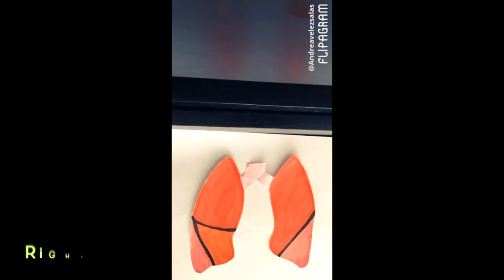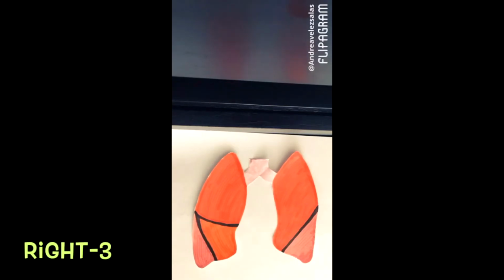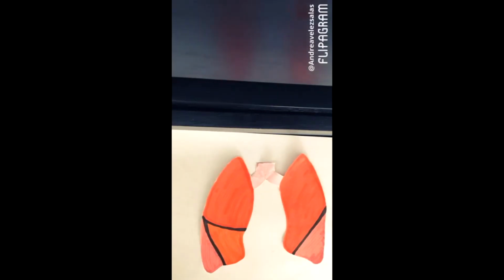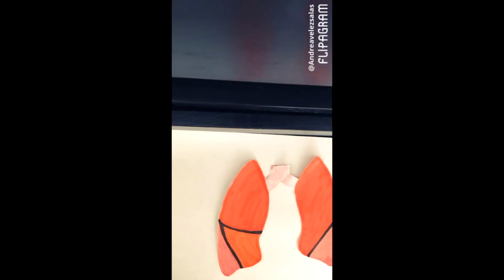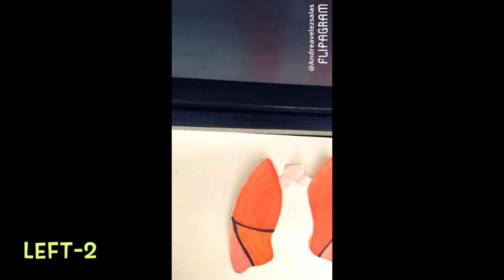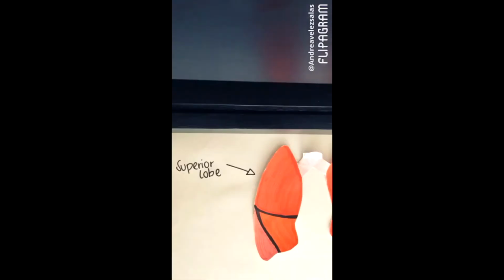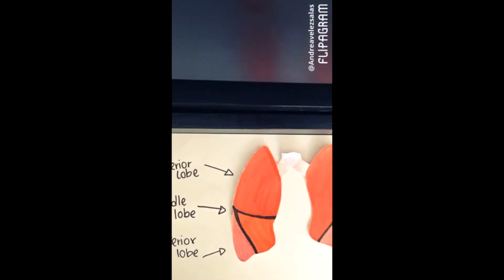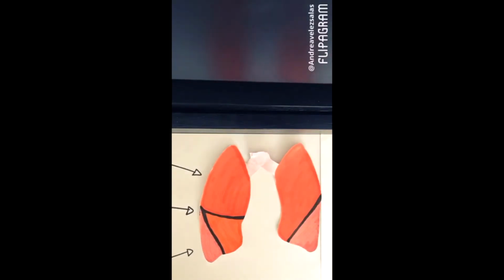Well, the right lung has 3 lobes because it doesn't need a space for the heart. But the left lung only has 2 lobes because the heart is located on the left side. So these are the lobes of the right side: the superior lobe, the middle lobe, and the inferior lobe. As you can see, there are 3 on the right side, and the left lobes are the superior lobe and the inferior lobe.